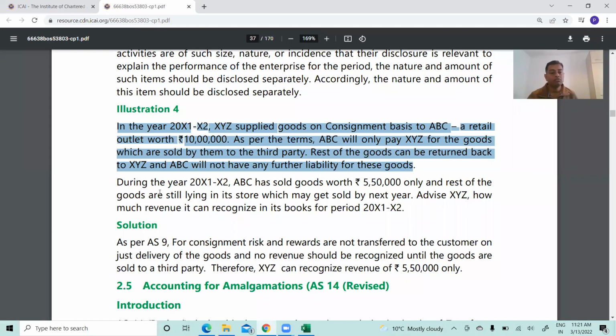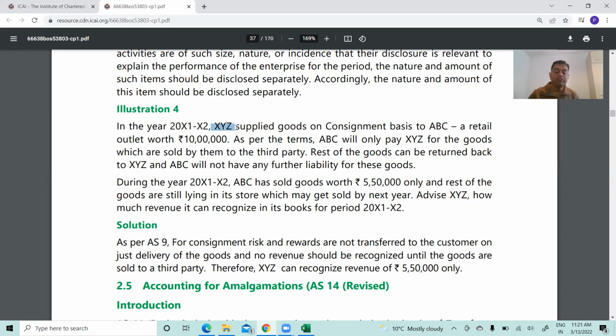Read next part. During the year 2001 to 2002, ABC has sold goods worth 5,50,000 only, and the rest of the goods are still lying in its store, which may get sold by next year. Advise XYZ how much revenue it can recognize in its books for the period 2001 to 2002. So you tell me, how much revenue can XYZ recognize? Goods sold by the agent to a third party, 5,50,000. So that 5,50,000 you can recognize as sale. Balance you have to show in your closing stock. Correct? 5,50,000 is sale. Balance is closing stock. That's all.